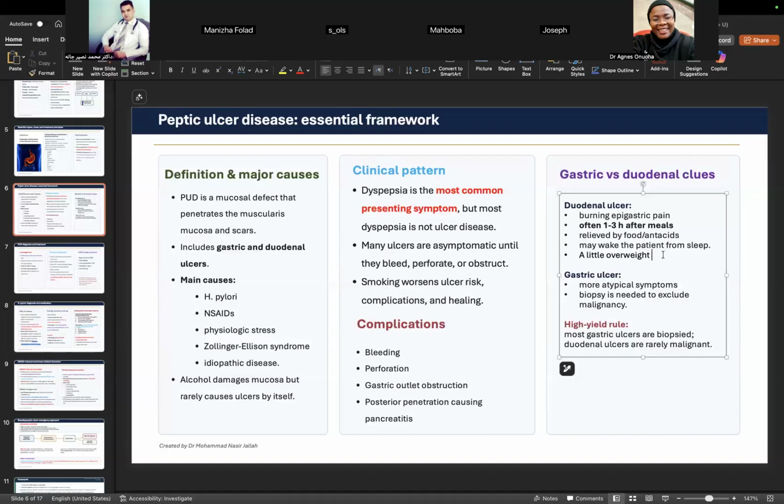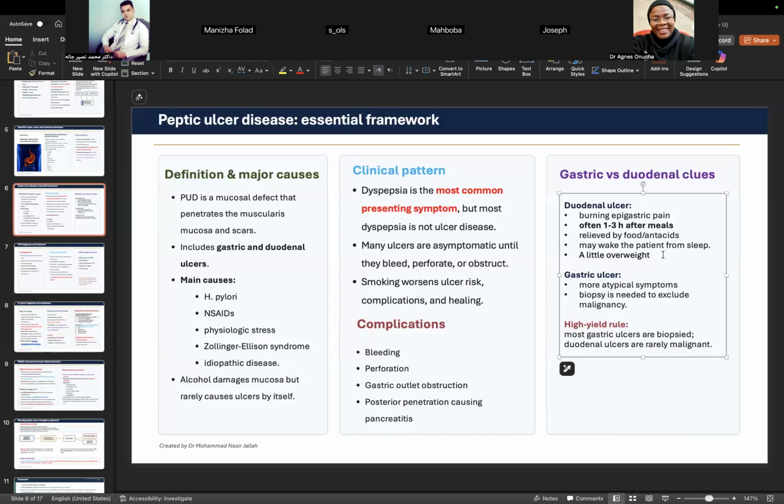So what happens when you eat a lot? You get more weight, right? You gain more weight. So usually, directly or indirectly, they will mention an overweight patient with a duodenal ulcer.